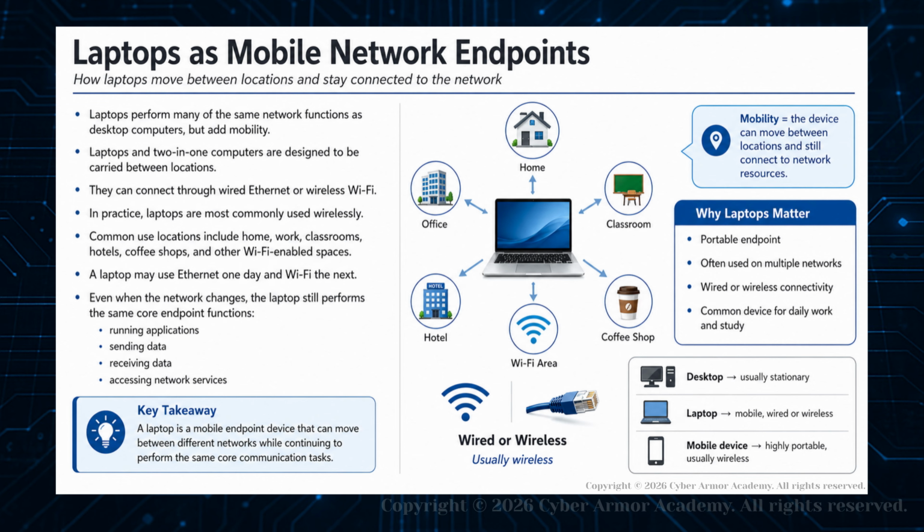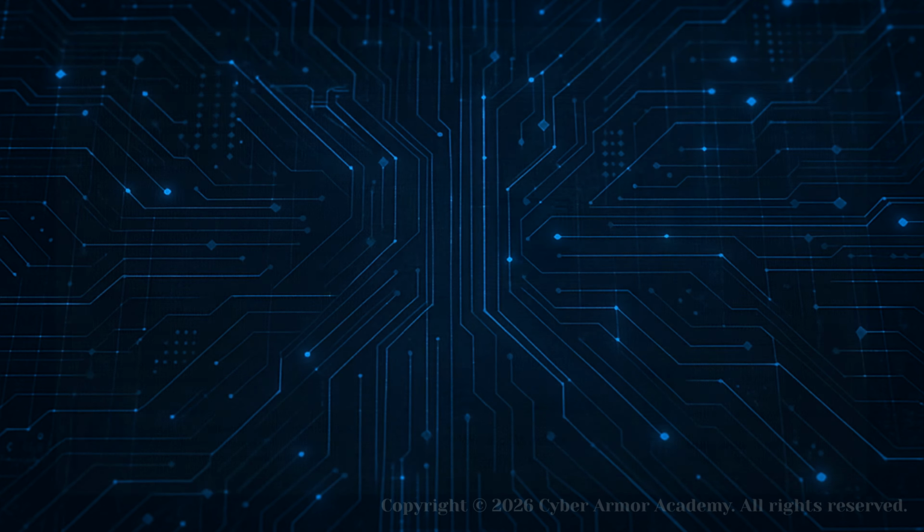That means a laptop may be used at home, at work, in a classroom, in a hotel, at a coffee shop, or anywhere Wi-Fi is available. A laptop might use Ethernet one day and Wi-Fi the next. So when we talk about laptops on a network, we're often talking about a device that can move between different networks while still doing the same core jobs: sending data, receiving data, and running applications.